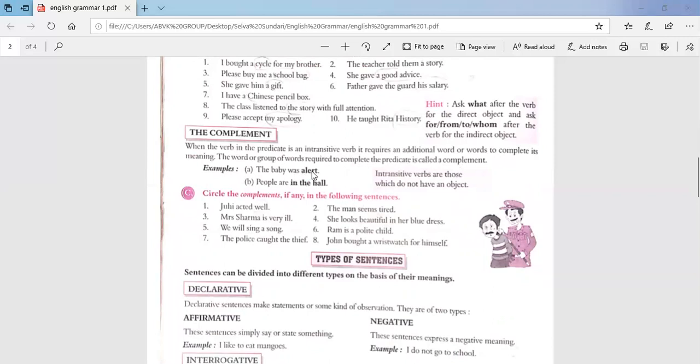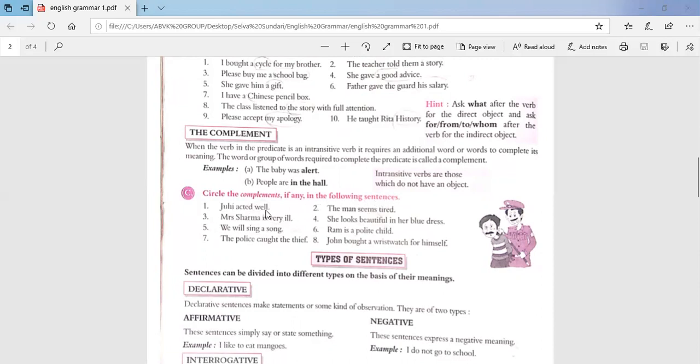Now, the baby was alert. How was the baby? Alert. That is the complement. And, people are in the hall. Where are the people? In the hall. So that is a complement. That is, intransitive verbs are those which do not have an object. Now, C. Circle the complements, if any, in the following sentences.